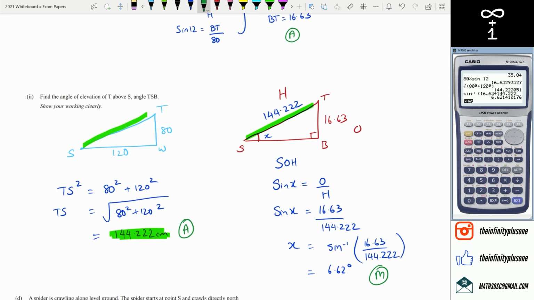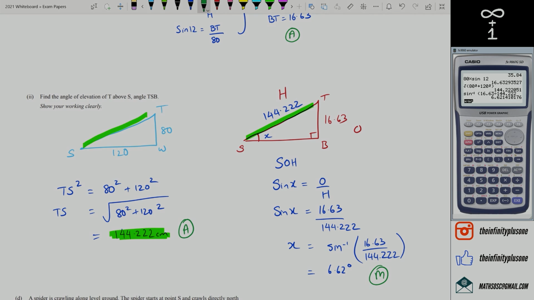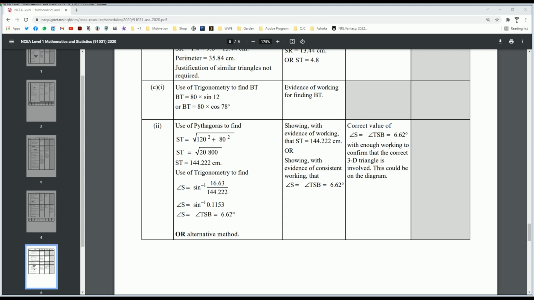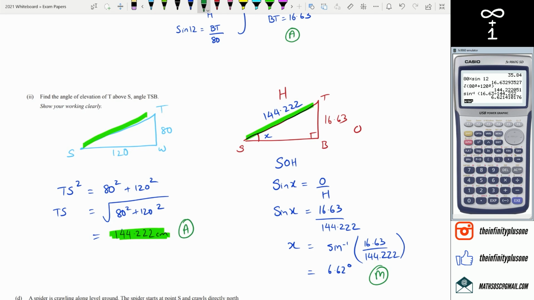Yeah, it's a bit weird. Let me just show you the answer schedule. I'm trying to decode it. It basically says the correct value gets you 6.62, but then here, showing evidence of consistent working that is 6.62. I'm not sure about this. I mean, you get 6.62, you should get merit. I don't know why it sticks here with an achieved. Not really sure where that is coming from. But anyway, we will just move along. As long as you get the final answer and you've got enough working on it, you should be fine for this question. Cool, guys. Let's go to the last question.